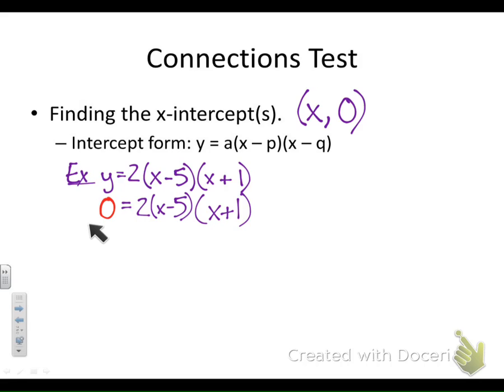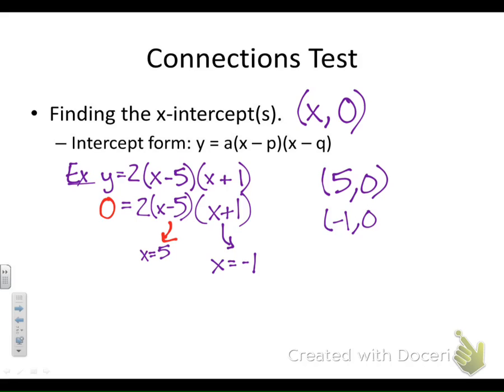I've got a product equaling 0. When you have a product being 0, you've got to figure out, if I want this to represent the zeroed value, what would x have to be? So, if this was the 0, x would have to be 5. If this needed to represent the 0, x would have to be negative 1. But I don't write my answer like this. My answer needs to be a point. One of my x-intercepts is 5, 0. The other x-intercept is negative 1, 0. So this is an example where I get 2 of them. And they're nice.